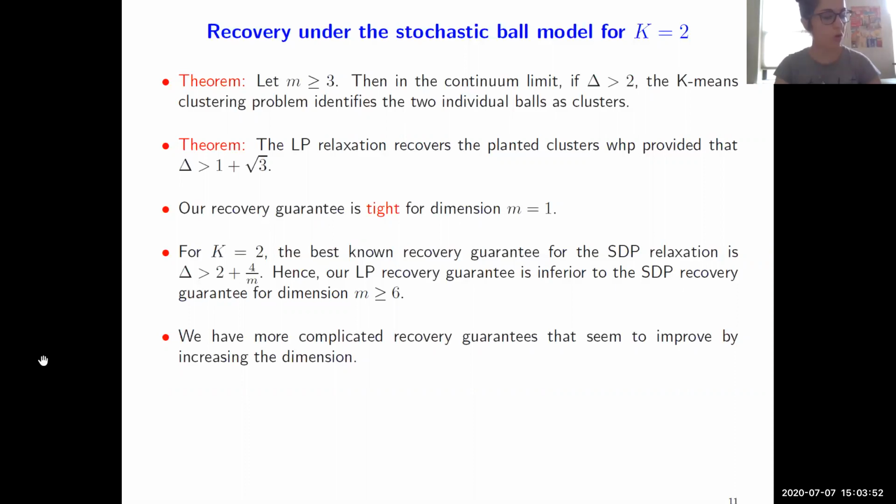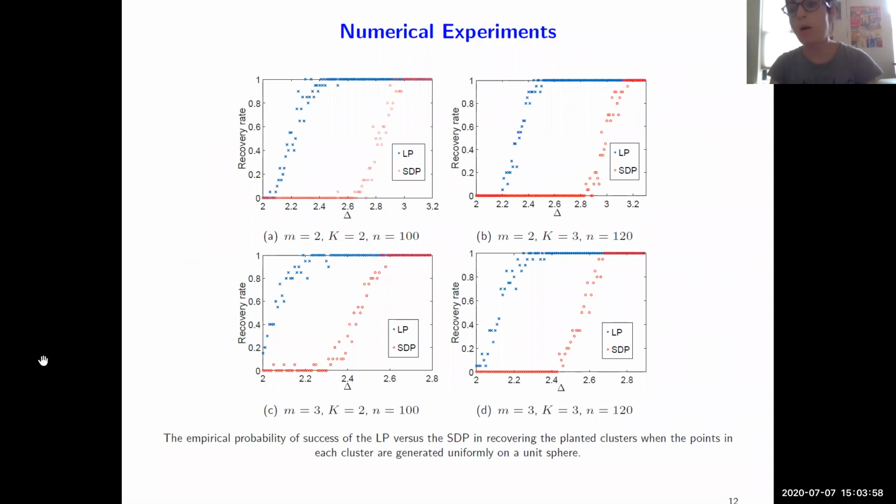So at the end, I'll just show you in a minute some numerical results, just to compare the LP and SDP for some random instances. In this first slide, I'm assuming that the data points in each cluster are generated on a unit sphere, not a ball. Then I consider the following 4 configurations. The number of clusters can be 2 or 3, and the dimension can be 2 or 3. For each configuration, I change delta. I start from 2, which is the minimum you can hope for recovery, and I keep increasing it.